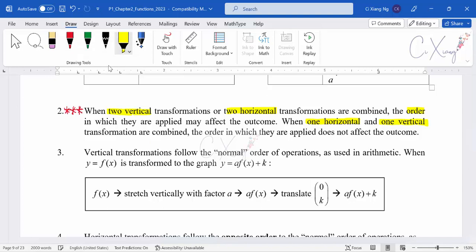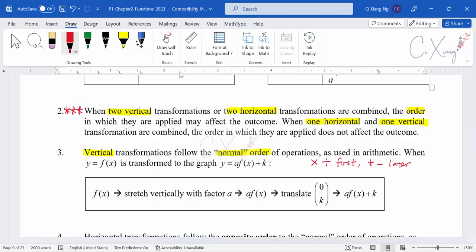Let's have a look at vertical transformations first. When I have two vertical transformations, we follow the normal order of operation as used in arithmetic. What is the meaning of the normal order of operation? For normal maths operations, we have plus, minus, multiply, and divide. Usually when solving an equation, we try to solve the part with multiplication and division first, and only then plus and minus.